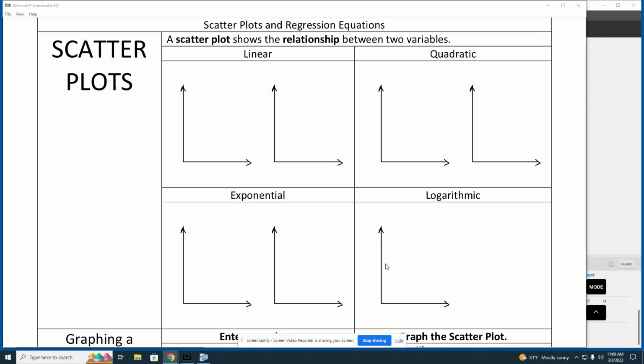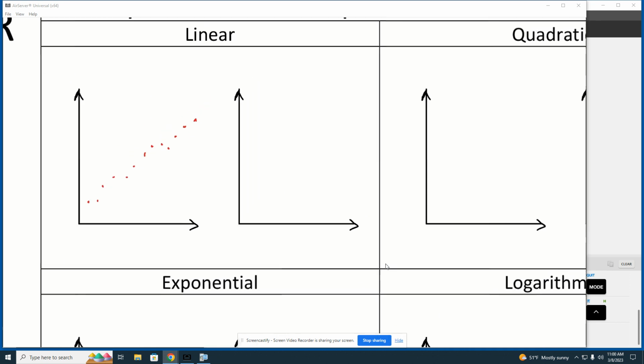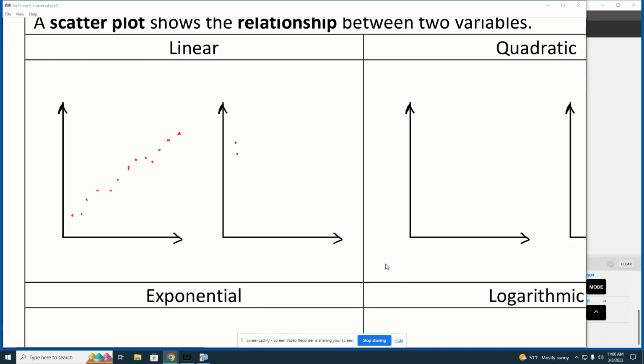So if it's a line, guys, what are my options? Those points, they might be a little bit spread out like this, but overall, what will they look like? They'll look like a line. Whether they're going up or they're going down, they're going to look like a line. Okay? Is that a hard concept?